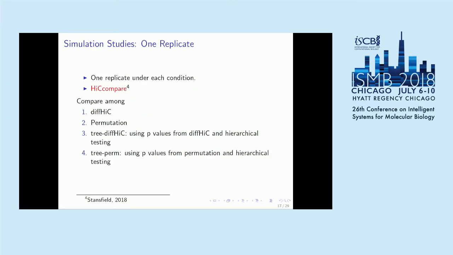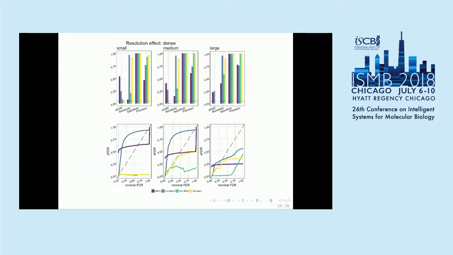And we carry out two simulations. First, we use HiC-compare to simulate one replicate under each condition. And we compare DIFHiC permutation and TreeDIFHiC, which utilize the hierarchical testing structure using the DIFHiC p-value and tree permutation. We simulate under dense resolution, with the signal to noise ratio being small, medium, and large. And we want the empirical FDR to be controlled under the dashed line.